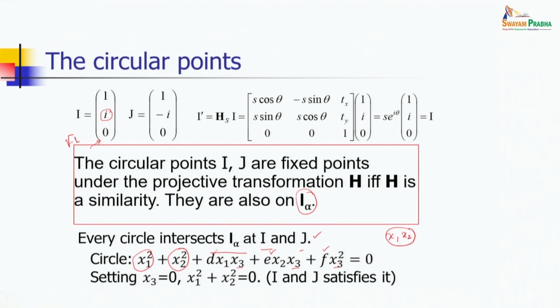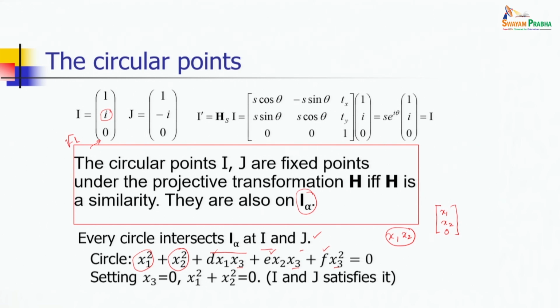Now, if I set x3 equal to 0, which means if I consider any point in the form of, say, x1, x2, 0, suppose it is on the circle, which means I am considering the intersection of a circle with the vanishing line, the line at infinity.